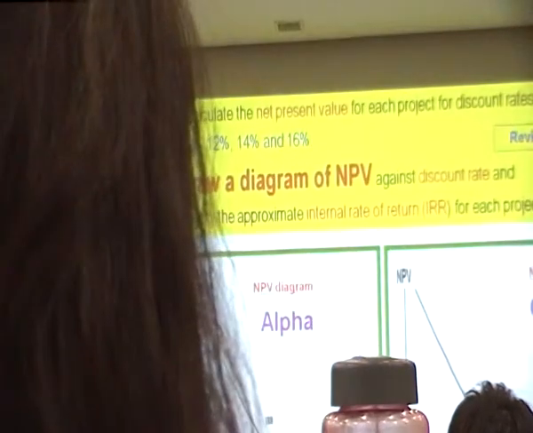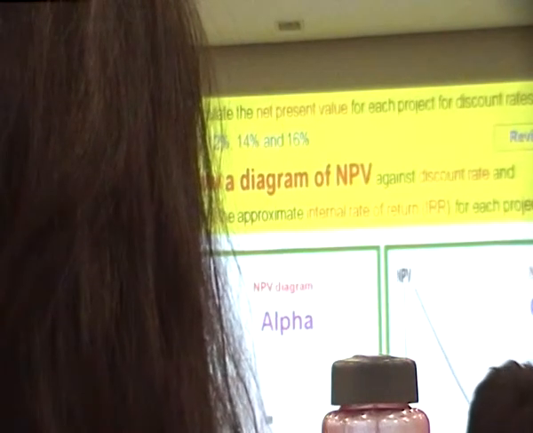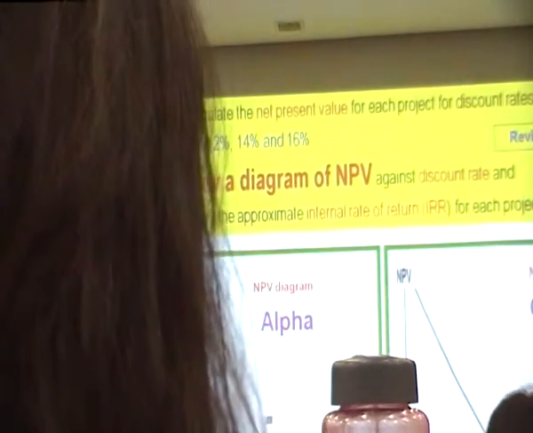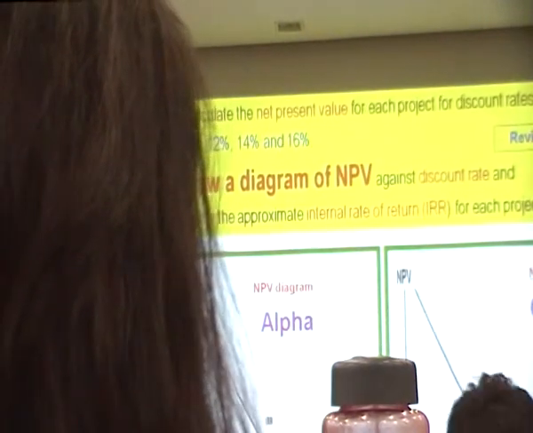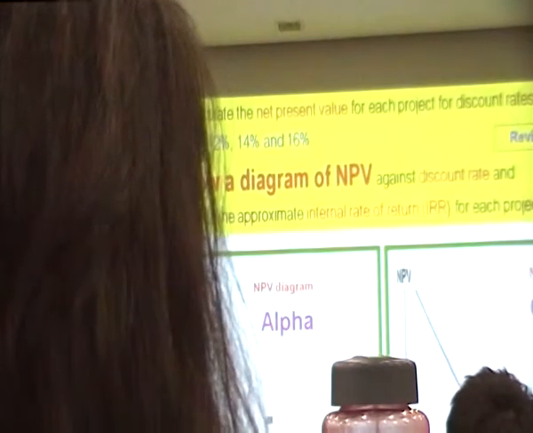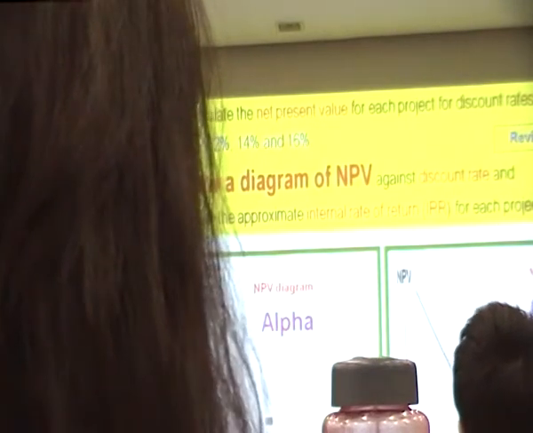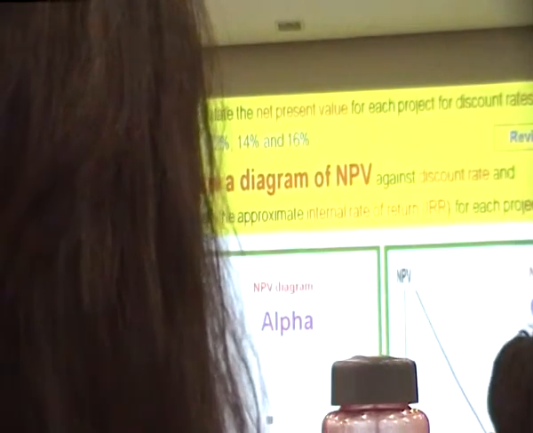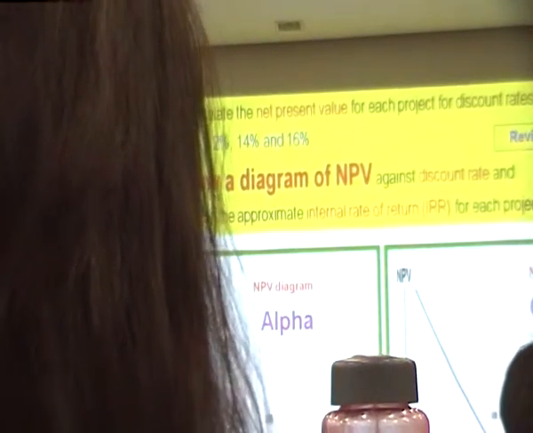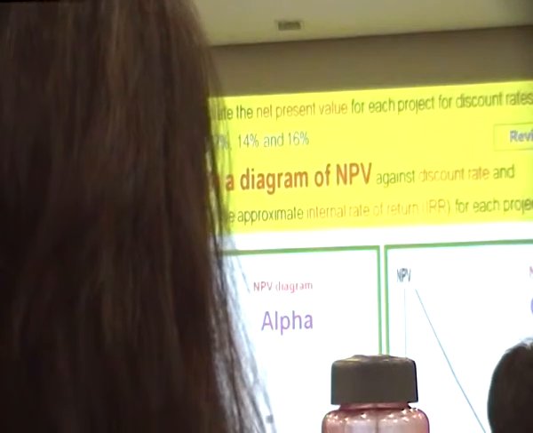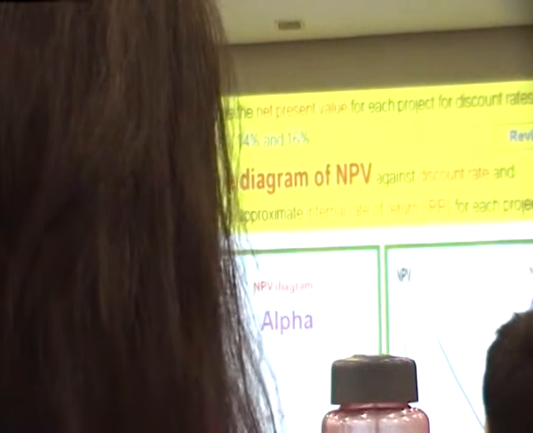Okay, let's go to the past year question. This past year question is available on your review exercise 7, page 8. This is how the examiner asks the question. Calculate the net present value for each project for discount rate of this: 1, 2, 3, 4. This is the question 5B.